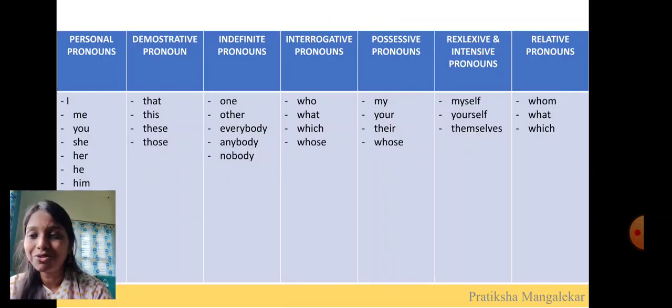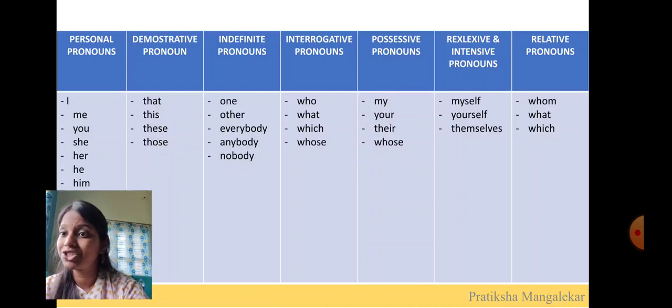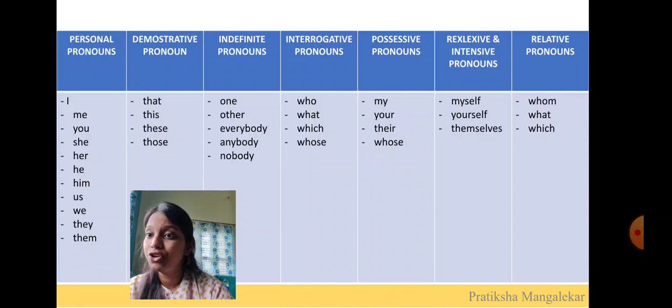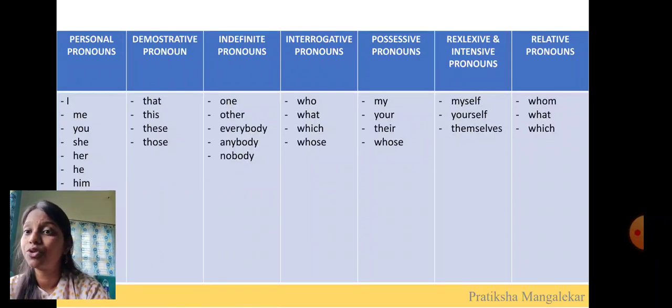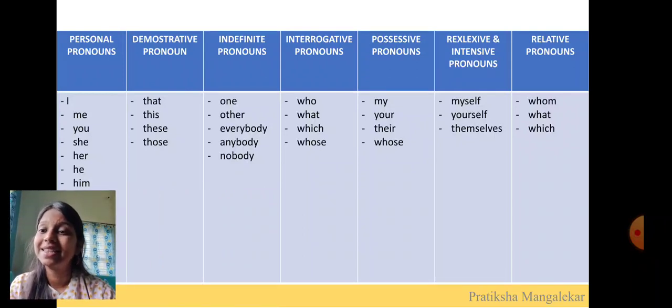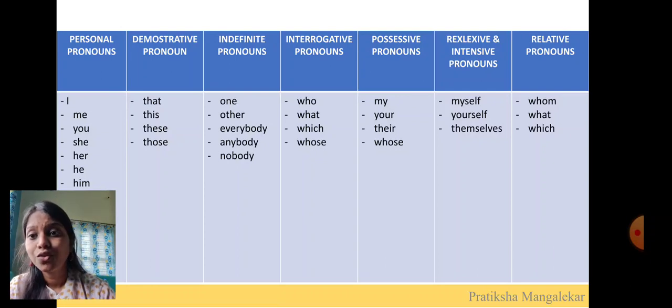We have several pronouns in English language. A few of them are personal pronouns such as I, me, you, she, her, he, him, us, we, they, them. Demonstrative pronoun that, this, these, those. Indefinite pronoun one, other, everybody, anybody, nobody. Interrogative pronouns who, what, which, whose.